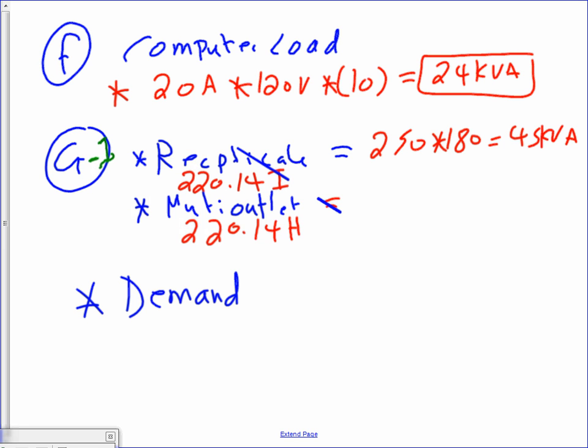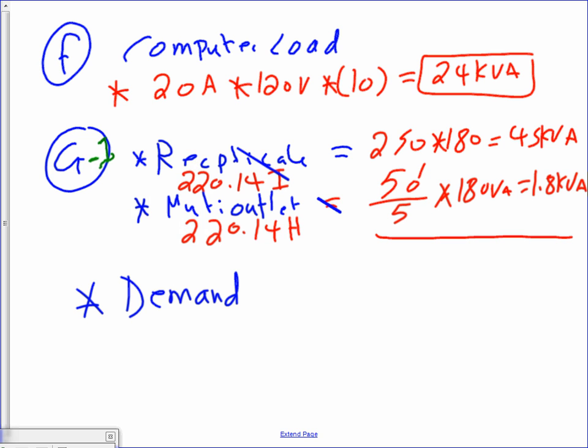We do have also a multi-outlet assembly. It's 50 feet of multi-outlet assembly. For every 5 feet, you give it 180 volt-amps. That will get you 1.8 kVA. When you add these two together, you get 46.8 kVA.